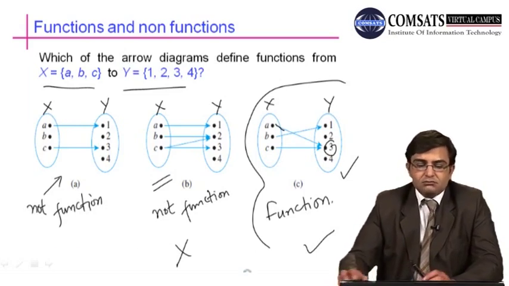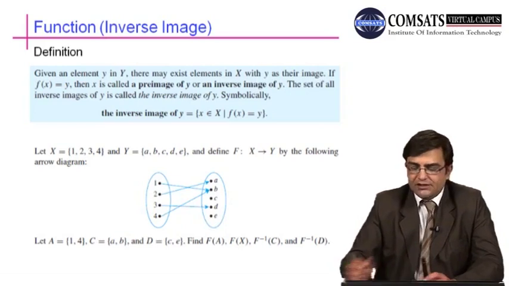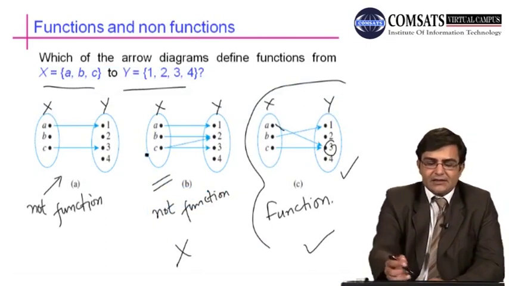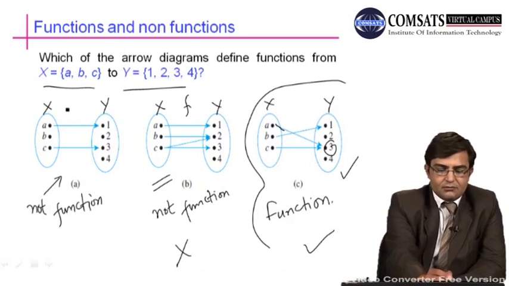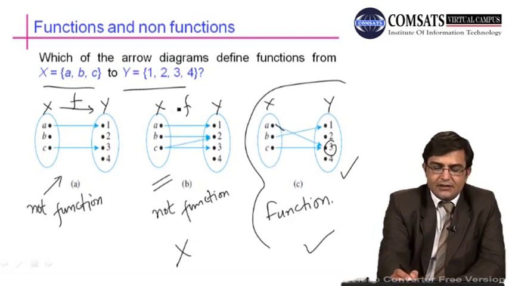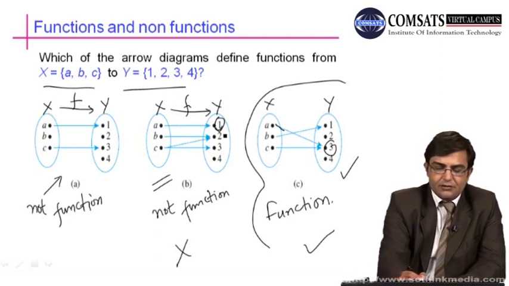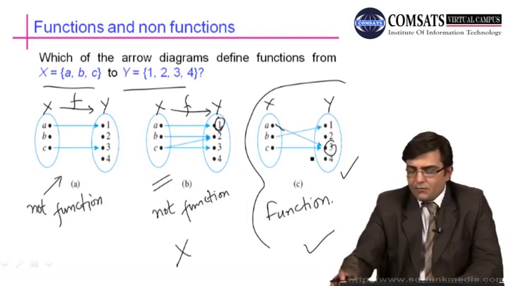Now we move to the inverse image of a function. What is the inverse image? Basically, the elements of Y here are images of the elements of X under the relation f. For example, X is this, Y is the set here. This is the image of a, 2 is the image of b. You can see here 1 is the image of b, 3 is the image of a, and 3 is the image of c.